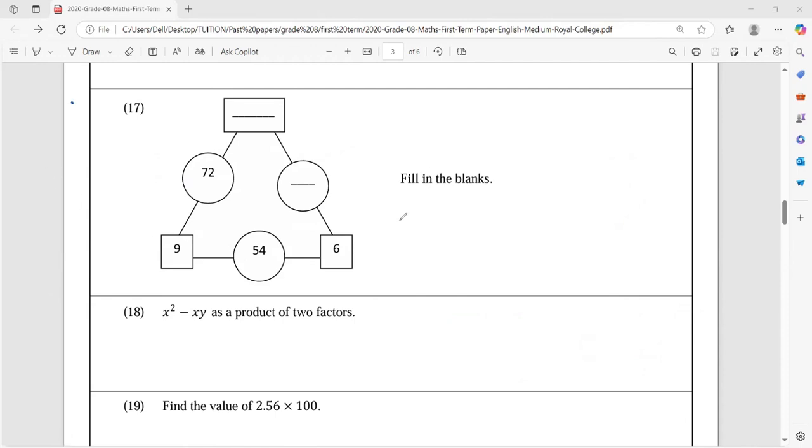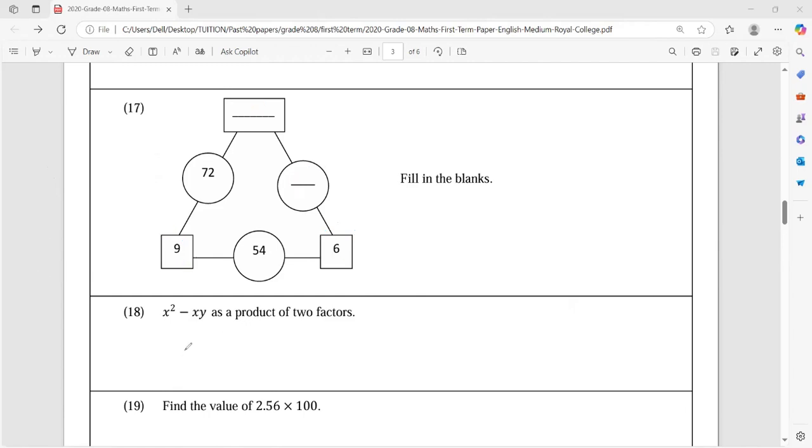In this one, you have to fill in the blanks. You see, 9 into 6 is 54. We can understand that easily. And then 9 into what is 72? Actually, 9 into 8 is 72. And 6 into 8 is 48. And we can fill these blanks this way.